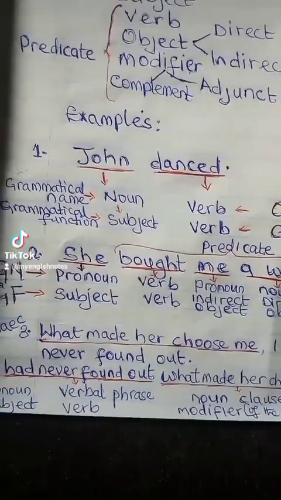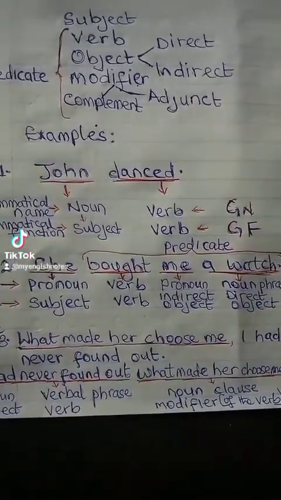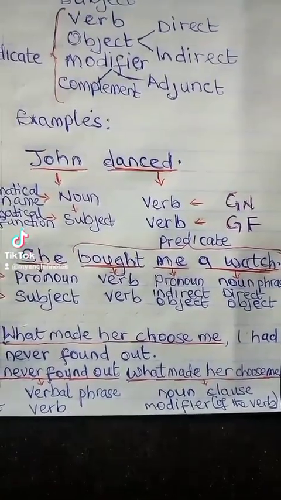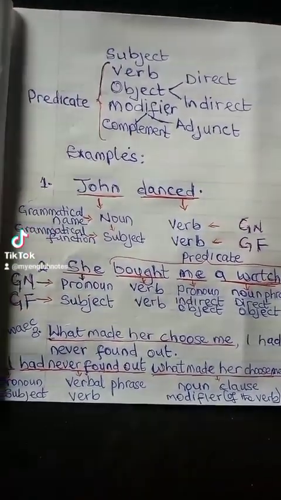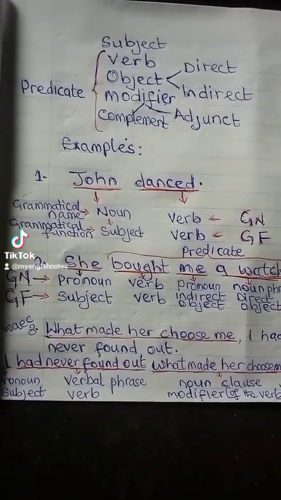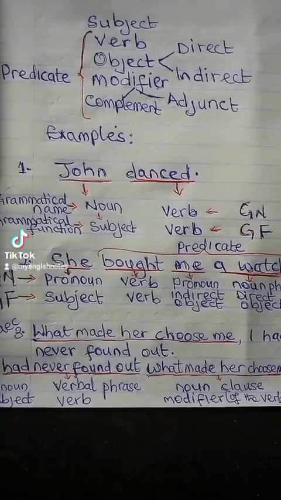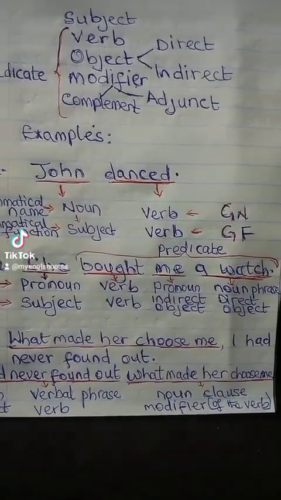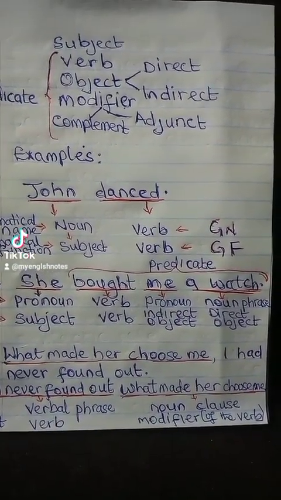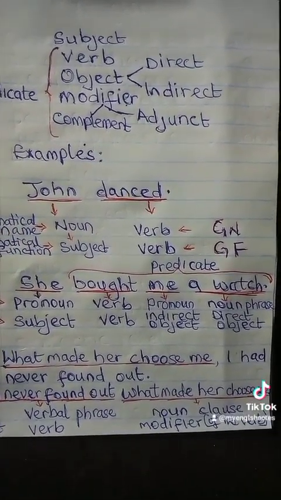Look at number two. Example: she bought me a watch. The grammatical name for she in this sentence is pronoun. It is a subjective pronoun, and the grammatical function is subject. It is the subject of the sentence. Now, if you look closely, you can see that I've bracketed off the sentence from bought to watch and indicated it as the predicate. That's what I explained before.